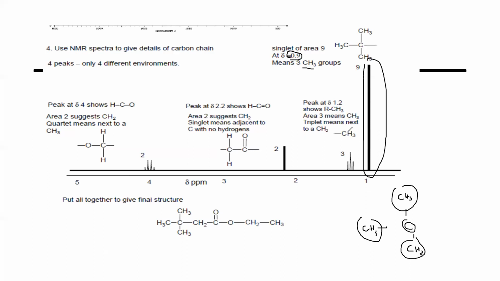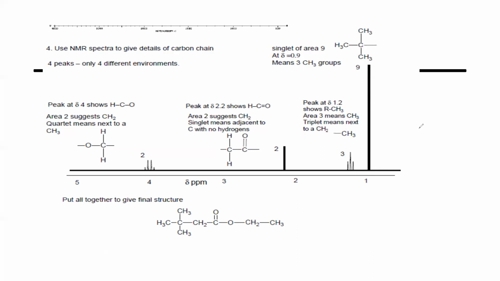The second part is the peak at a chemical shift of 1.2. When you check a data booklet, a chemical shift of 1.2 means that the alkyl group is attached to CH3. This alkyl group can be CH2 or it can be CH. And what pattern is it giving? A triplet. So if it's giving a triplet, it means next to this group there should be CH2.